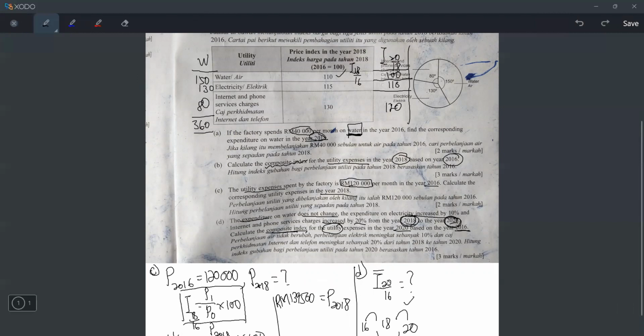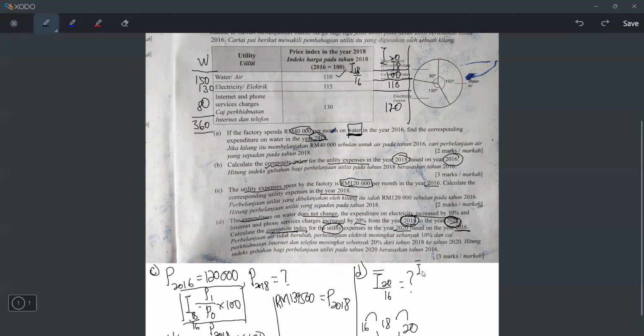Are you clear? Because I'm finding the composite index, of course I have to put the composite index here also. Means I have to find the composite index for 20 over 18 first. And how to find it? 100 times 150, plus 110 times. That's why labeling is very important. Okay, labeling very important. Let me write smaller here.